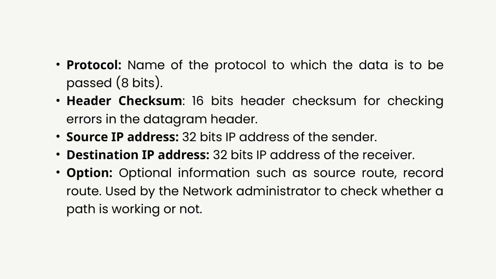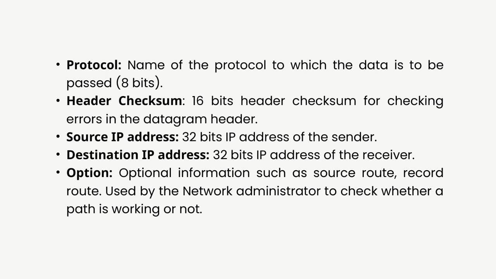Now let's take a closer look at some of the key fields in the datagram header. First, we have the protocol. This is an 8-bit field that specifies the name of the protocol to which the data is being passed. Think of it as a label that tells the network what type of data it's handling, whether it's TCP, UDP, or another protocol. Next, there's the header checksum, which is 16 bits.